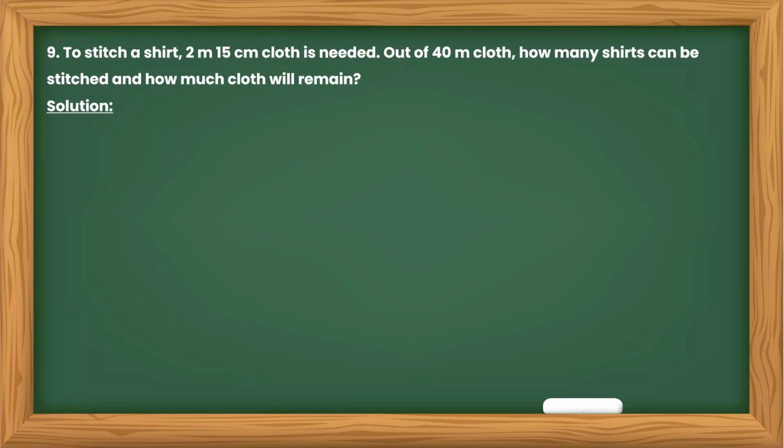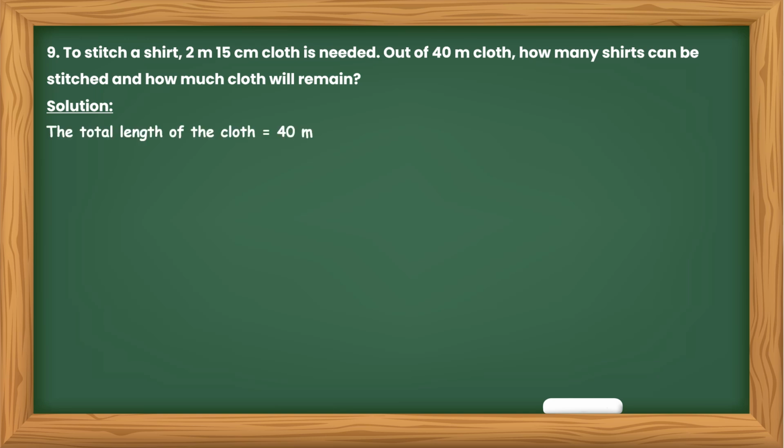Moving on to the 9th question. To stitch a shirt, 2 meter 15 centimeter cloth is needed. Out of 40 meter cloth, how many shirts can be stitched and how much cloth will remain? So, for one shirt, you need 2 meter 15 centimeter cloth. Totally you have 40 meters of cloth. How many shirts will you be able to stitch out of that?